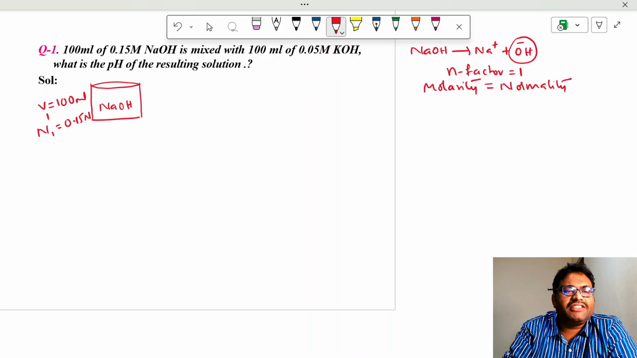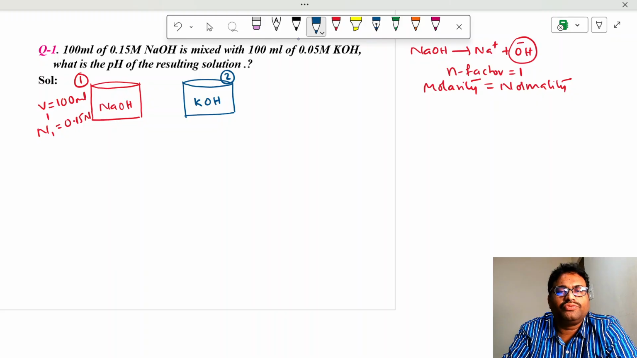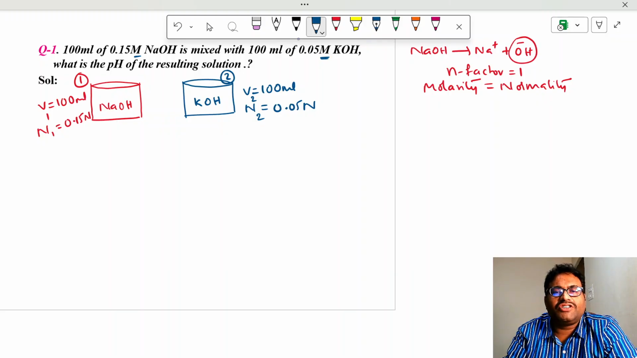So let us take the sample as 1. In the next sample, given KOH solution, let us take this sample as 2. Solution 2, whose volume is equal to 100 ml again. Whose normality, let me take this N2, is equal to 0.05 normal, because molarity is equal to normality. Because N factor of KOH is also 1.